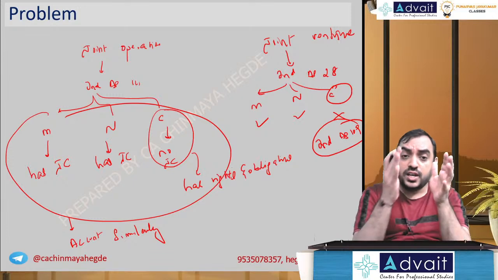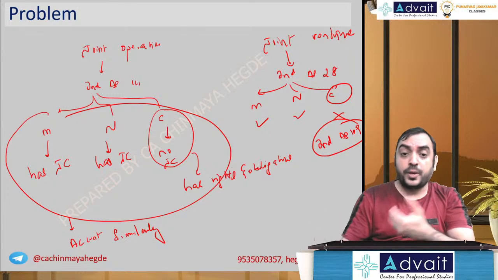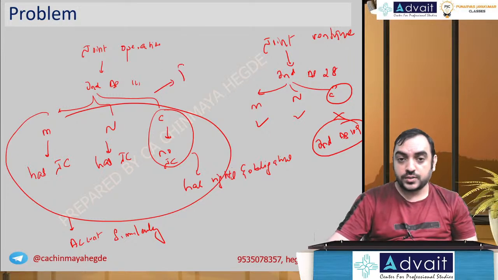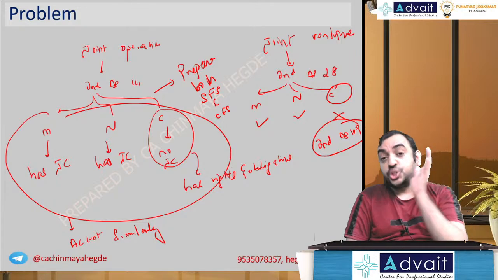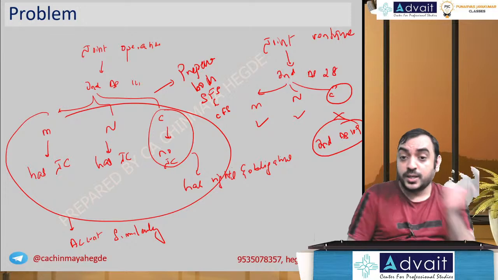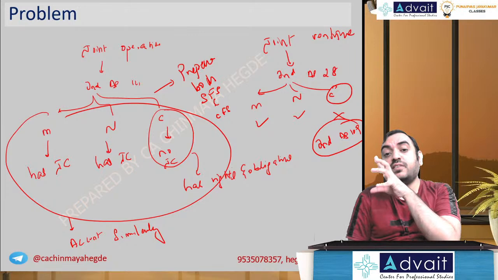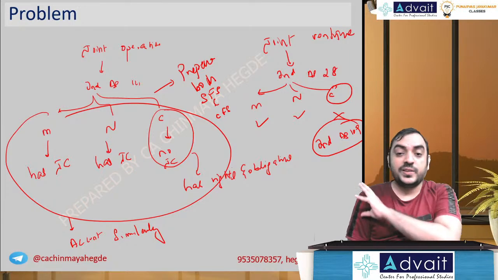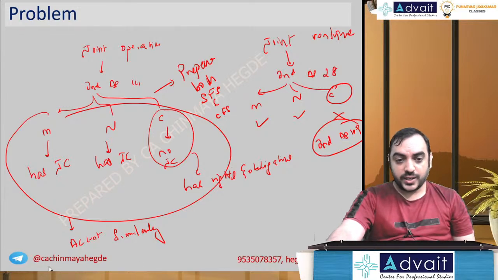Hope you understood. When it is a joint operation, you have to prepare both separate financial statements and consolidated financial statements. But when there is a joint venture, M and N have joint control, they prepare both. But C, who does not have joint control, when it is a joint venture, will prepare only separate financial statements. They don't prepare consolidated financial statements. Okay, so hope you got this point as well.